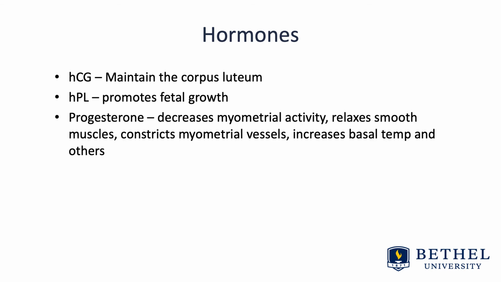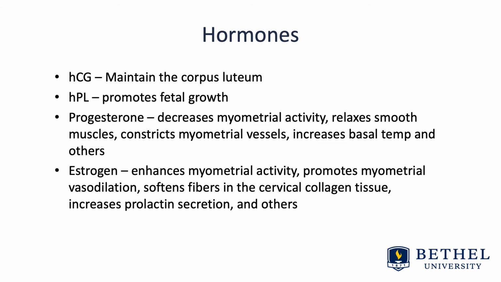Progesterone decreases myometrial activity, so it relaxes smooth muscles. So that's especially important for the myometrium because we're not wanting to have a baby prematurely, right? So progesterone helps keep the uterus quiet, so we're not cramping and having a baby. We refer to that as quiescence. It's also relaxing other smooth muscles like bowels. So it's common for pregnant women to be constipated, and that's because of this progesterone effect. It also constricts myometrial vessels, and it increases basal body temp along with a lot of other activities.